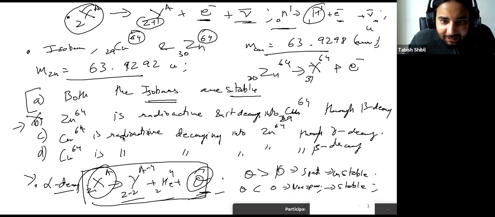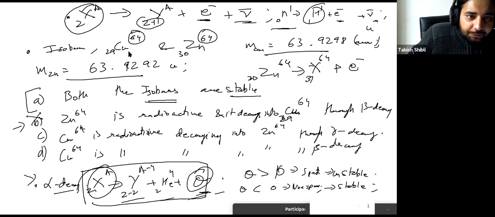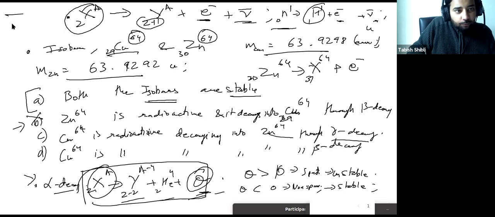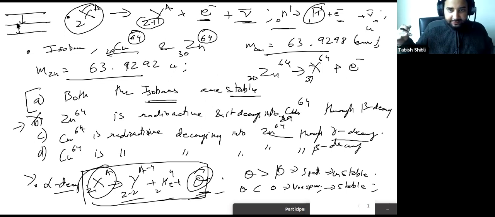What about C? C says that copper decays into zinc through gamma decay. But if it were a gamma decay, then the atomic number and atomic mass have to remain the same, because gamma is only coming down different energy levels. It's not changing its atomic number. It's not changing its atomic mass. The number of protons remains the same. The number of neutrons remains the same. So hence the nucleus remains the same. So this can also not be true.